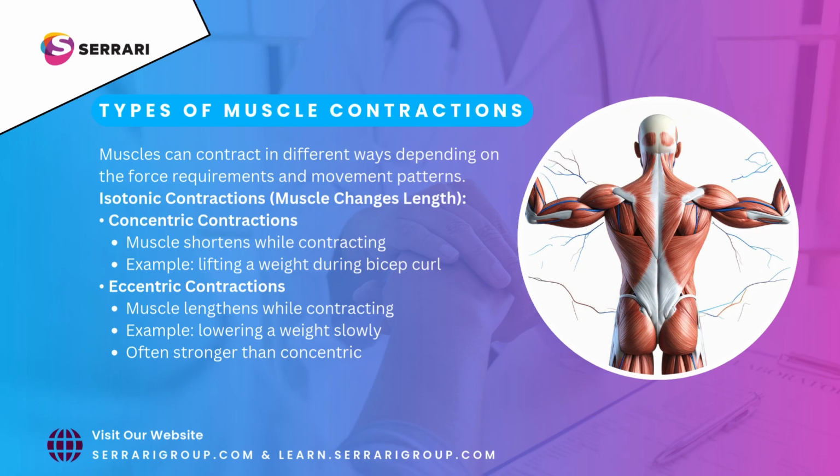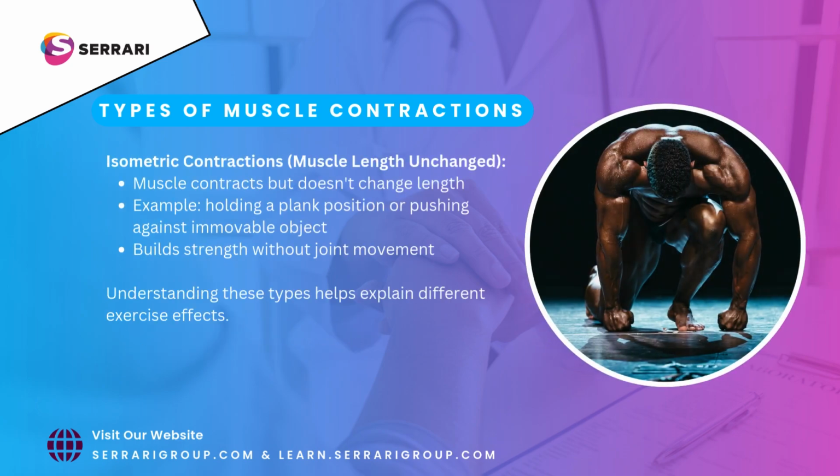Eccentric contractions: the muscle lengthens while contracting. Example: lowering a weight slowly. Often stronger than concentric. Isometric contractions: muscle length unchanged.